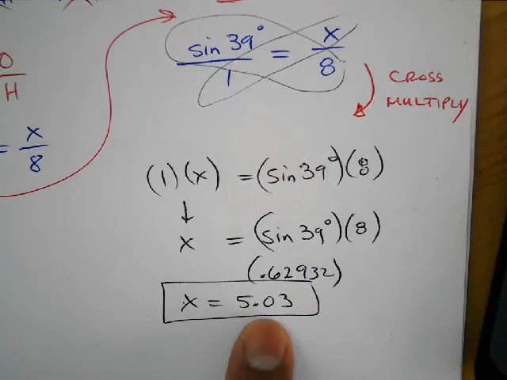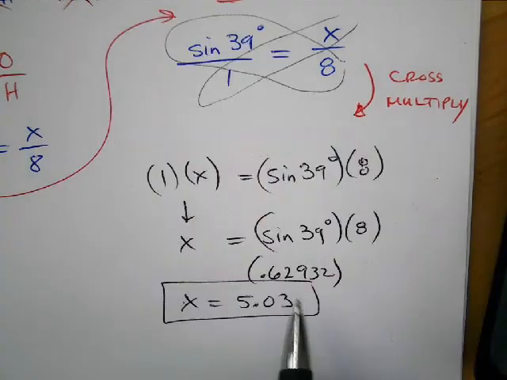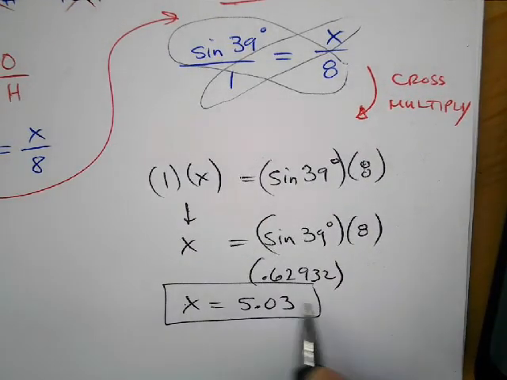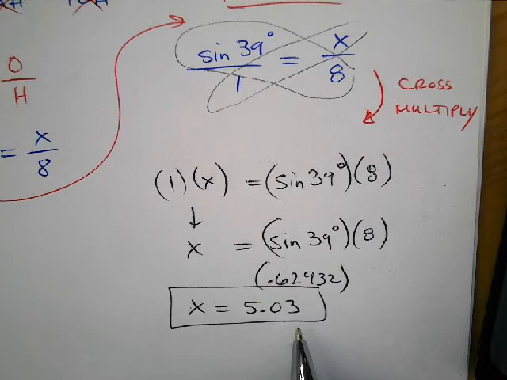Sometimes the worksheet will just say 5, since it says to round to the nearest tenth. As long as you're right in that area, you're fine. Okay.